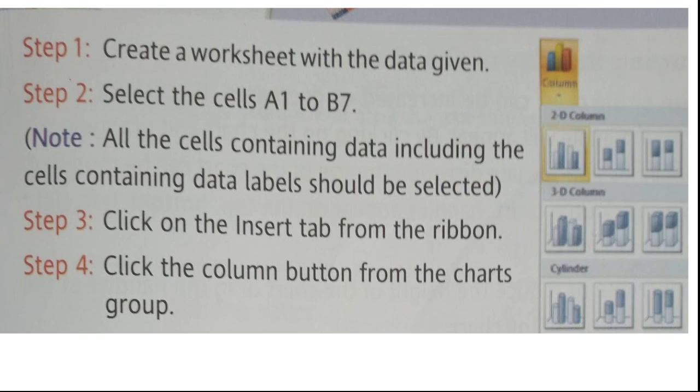Then the third one is click on the Insert tab from the ribbon. In the ribbons above you can see there is a tab called Insert. You have to select that. Click the Column button from the Chart group. In the Insert ribbon you can find the Column button in the Chart group. You have to select it.